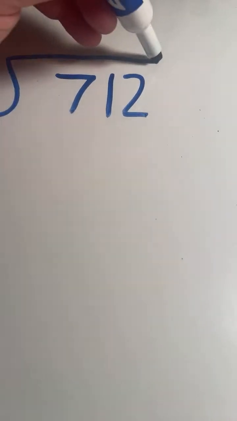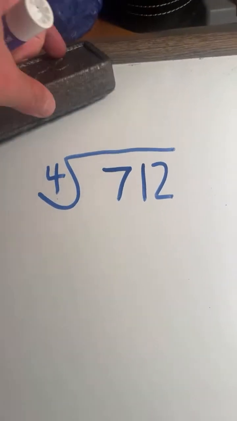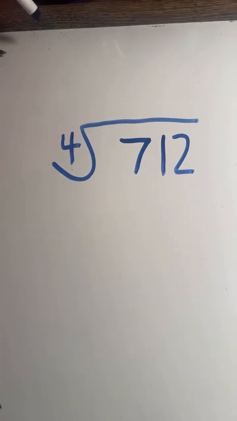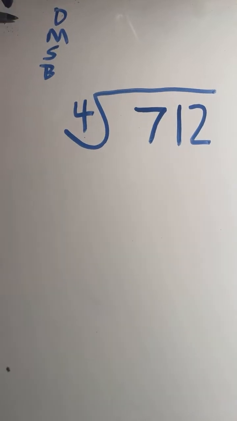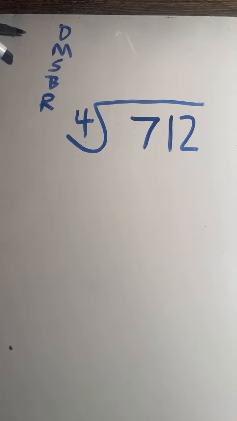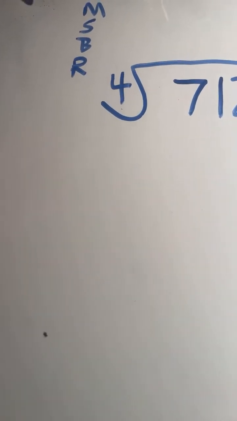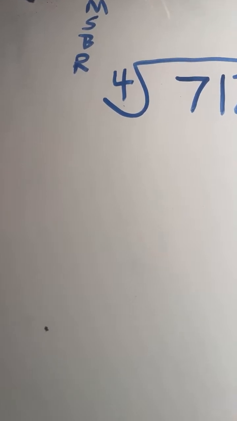All right, moving on to our final example problem. 712 divided by 4. So again, I'm going to list the steps for long division. Divide, multiply, subtract, bring down. And then R for repeat. So we can start out with 1 digit by 1 digit division because the 7 is bigger than the 4.